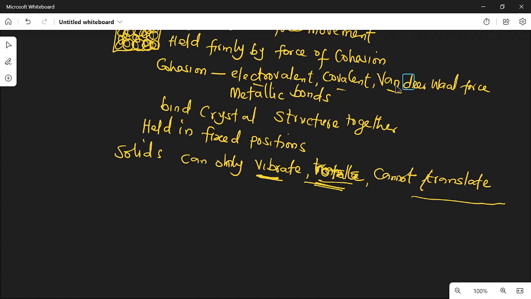Ask your question. Sir, among those forces, which one of them has the weakest force of attraction? Okay, among the electrovalent bond, the covalent bond, the van der Waals force, and the metallic bond, right? If I get your question right, you said the electrovalent bond, the covalent bond, the van der Waals force, and the metallic bond. Which one is the weakest?